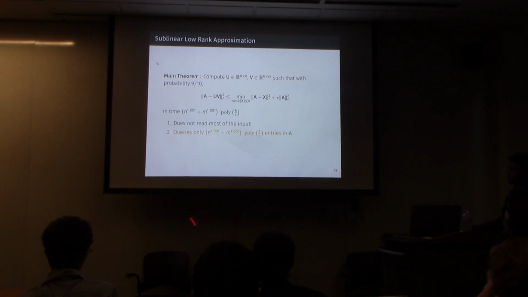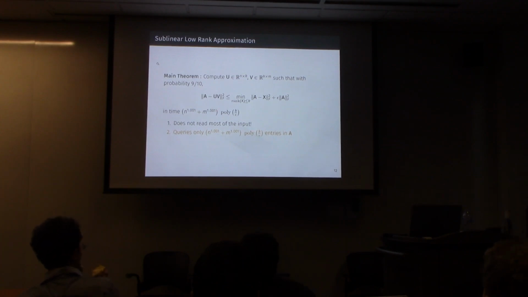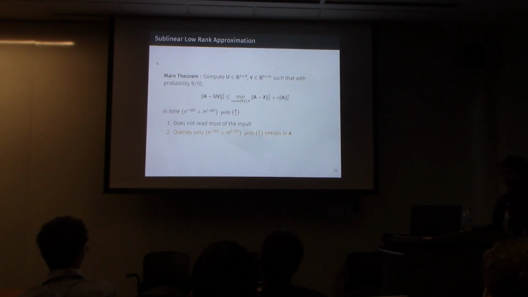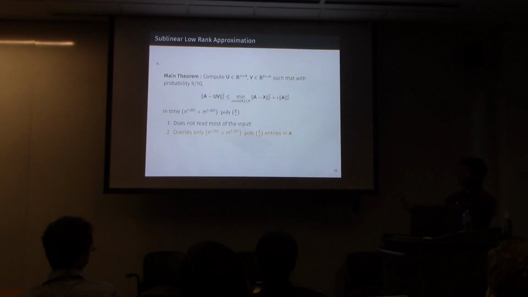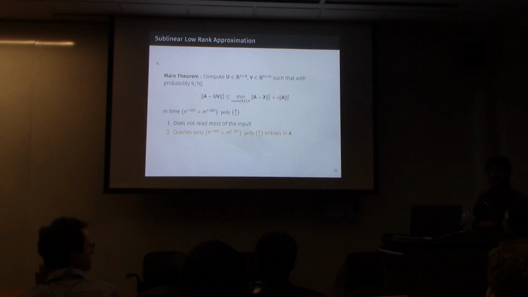Another point is that since you're only spending this much time, you're also querying at most these many entries of your matrix. And why would you care about that? Well, in some cases, computing pairwise distances between your point set could be really expensive. Like you want to compare two DNA sequences, and computing the distance between them takes a long time. So you don't want to compute all n times m of them. Here you get away with computing about a linear number of them.